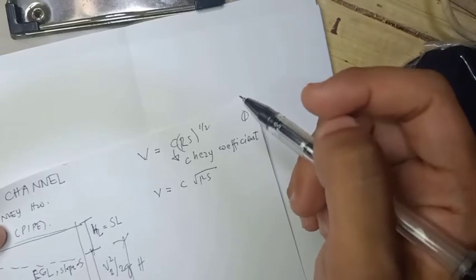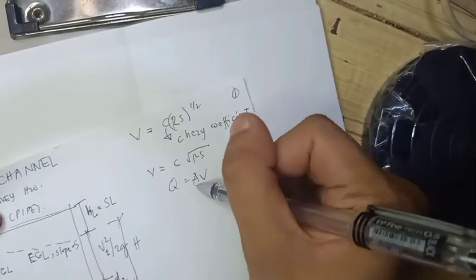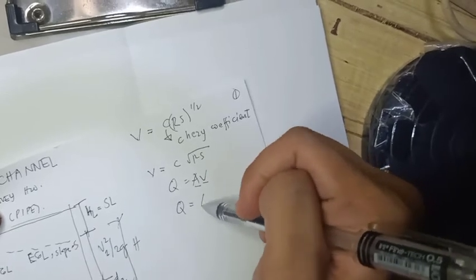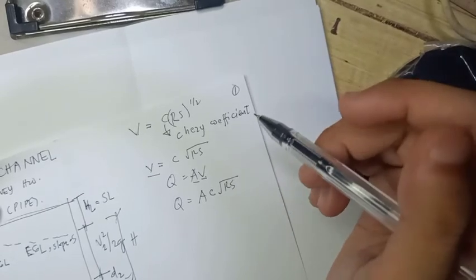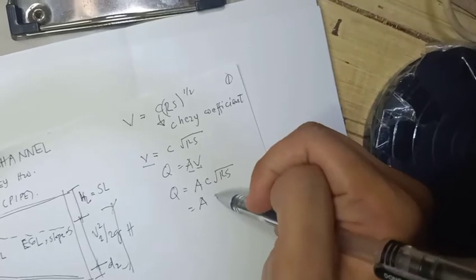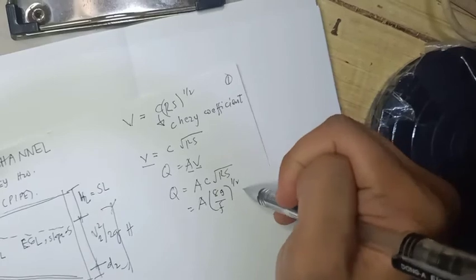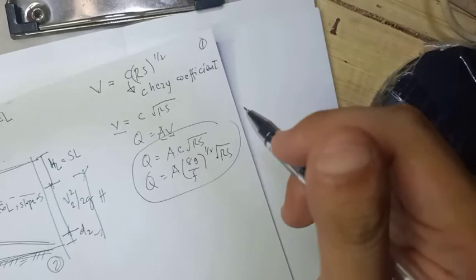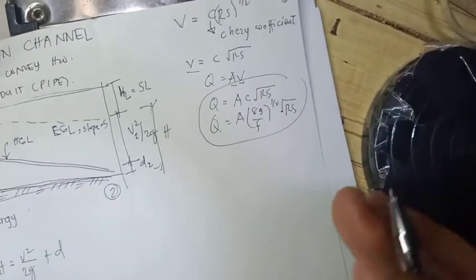Remember that from Q equals AV, discharge equals area times velocity. Therefore, Q equals area times the value of V, which is C square root of RS. Or Q equals A times 8G over F raised to 1/2 times the square root of RS. So that would be about the Darcy-Weisbach and Chezy formula.